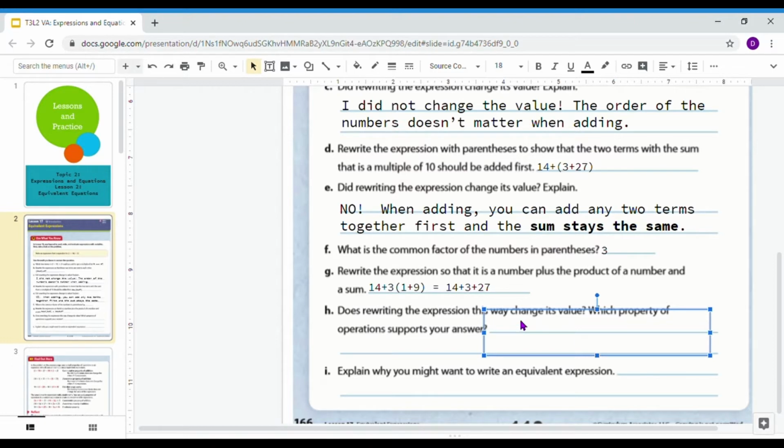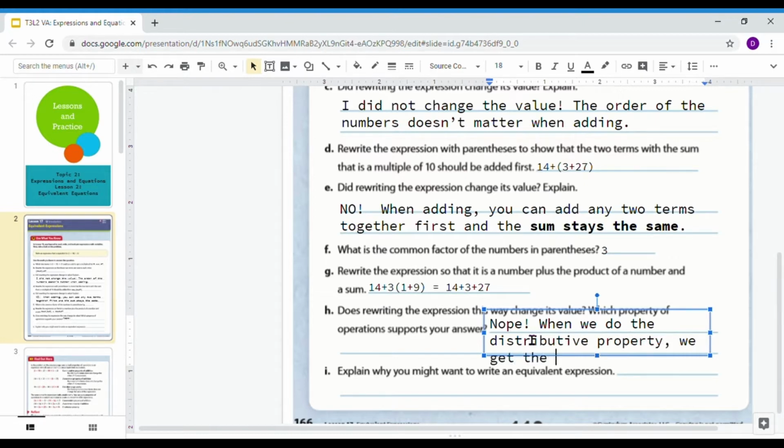Does rewriting the expression change the value? Nope, it doesn't. Because when we do the distributive property, we get the expression 14 plus 3 plus 27, which is our answer for D.